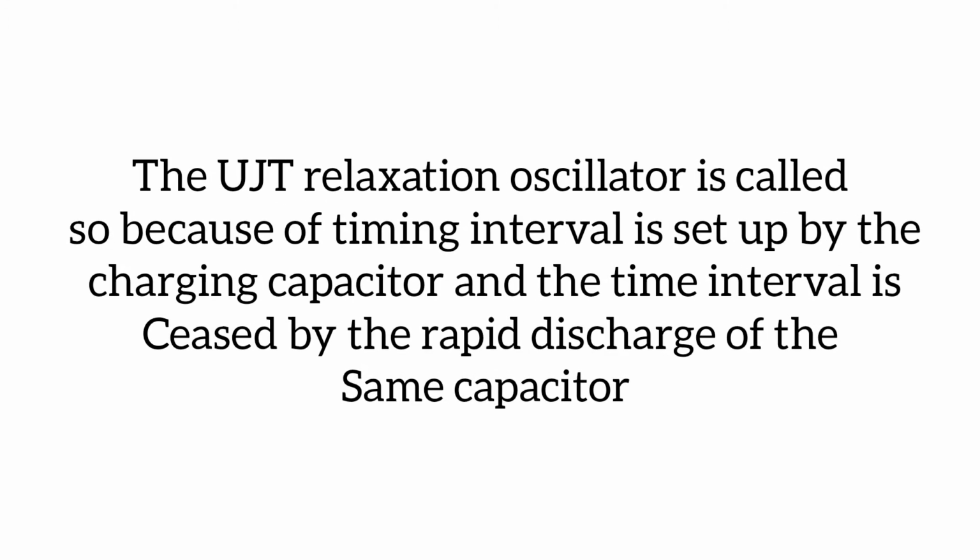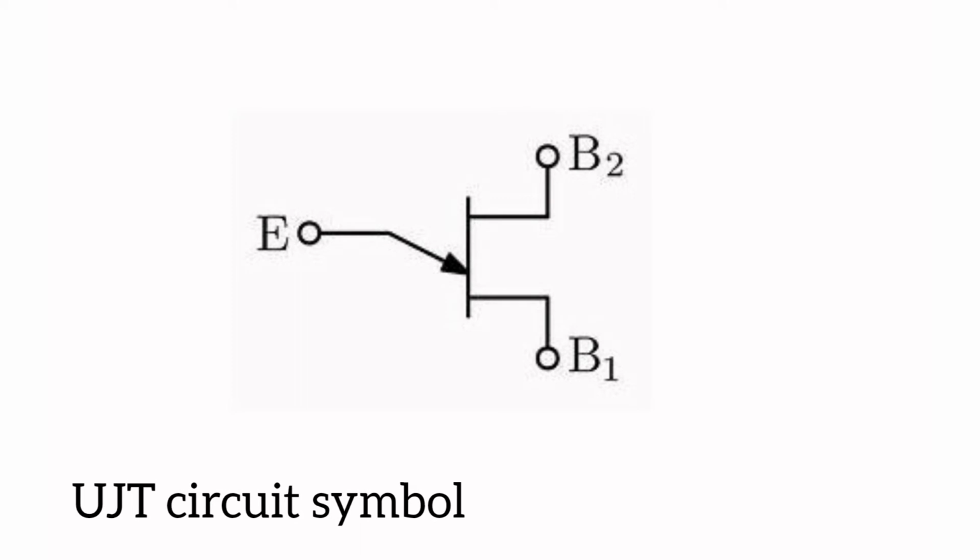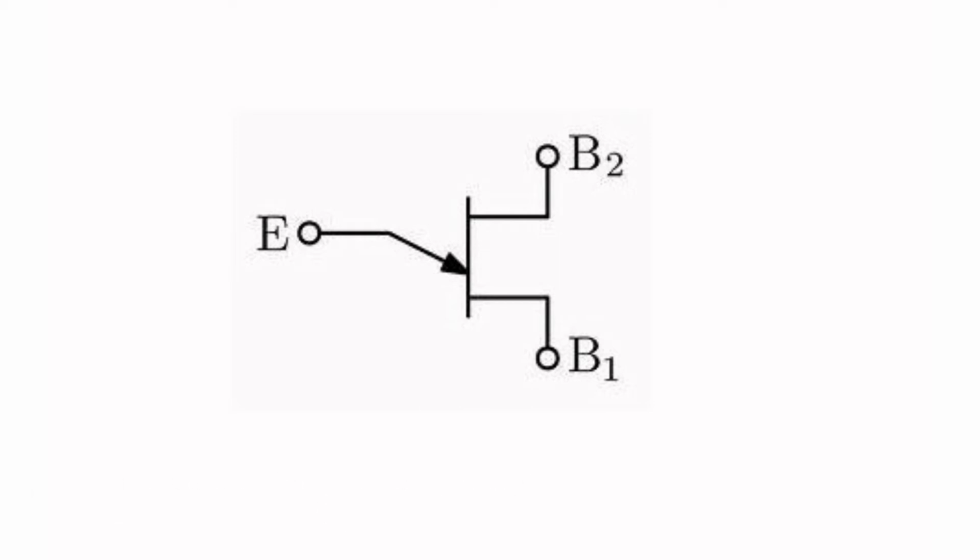The UJT relaxation oscillator is called so because the timing interval is set up by the charging of a capacitor, and the timing interval is ceased by the rapid discharge of the same capacitor. UJT is a unijunction transistor. It is a semiconductor device that has only one junction. The UJT has three terminals designated as B1, B2 and E.